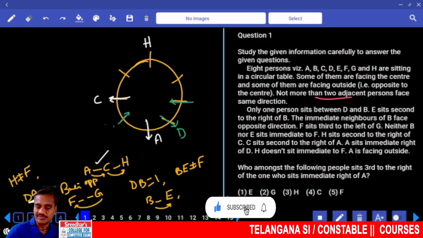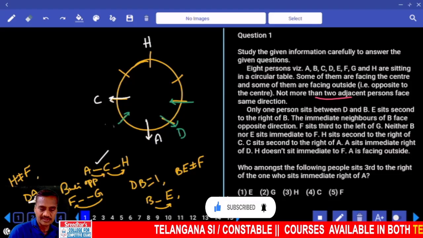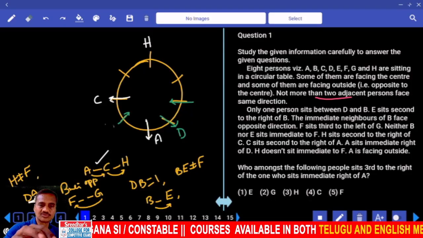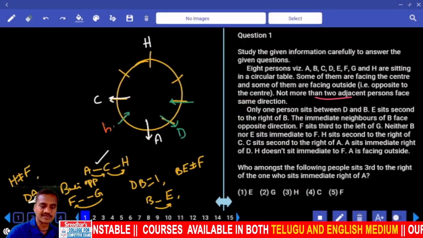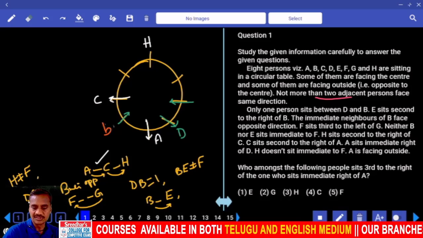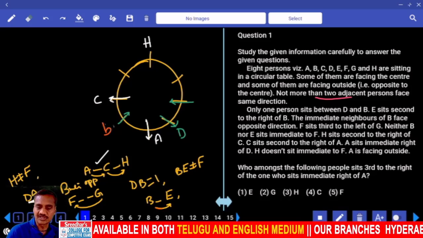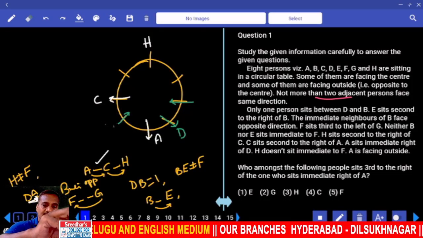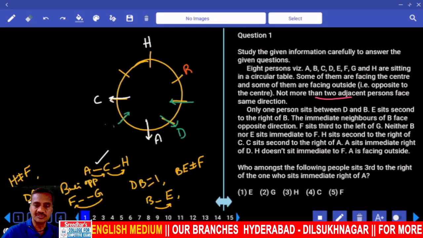Then between D and B there is exactly one person, and now we need to place B. Can we take B at this place? If B is here, then E is seated second to the right of B, which is not possible. Hence B cannot be here. As B cannot be here, B must be here.